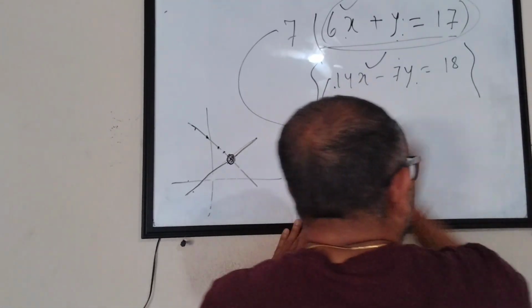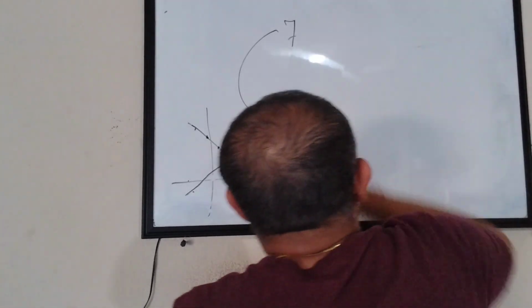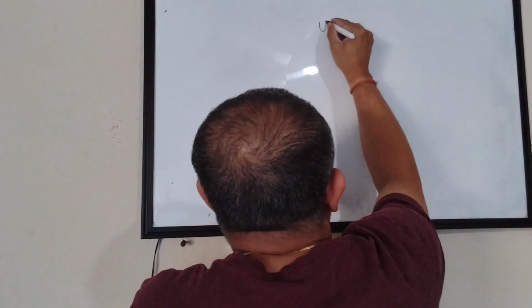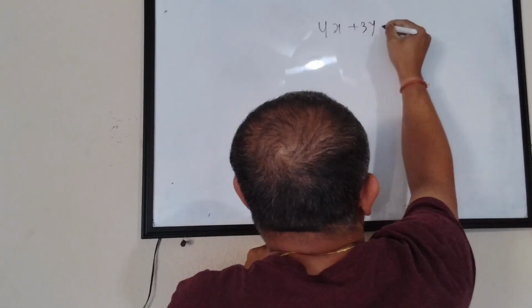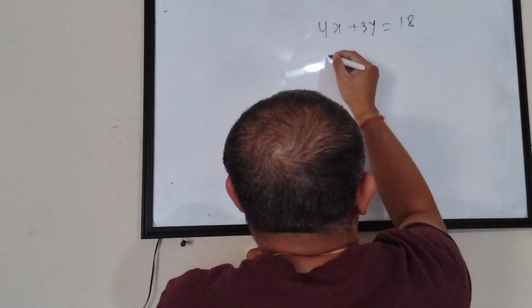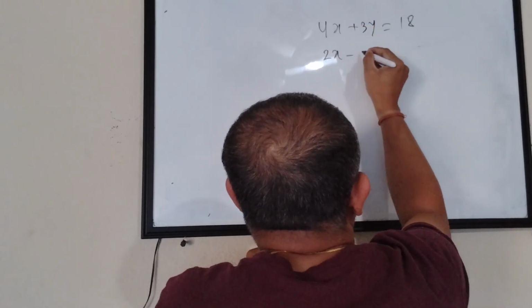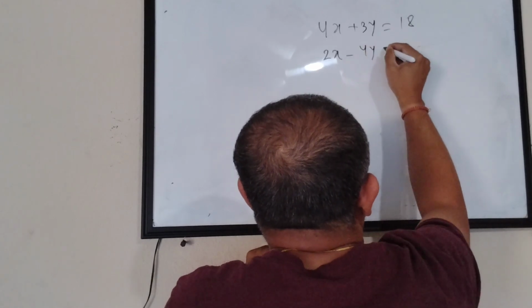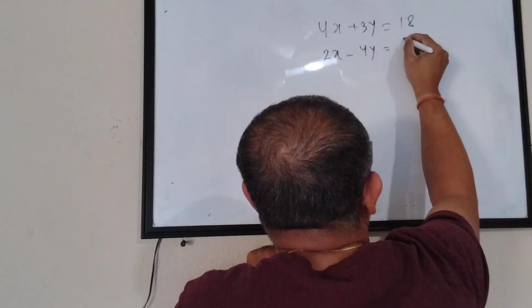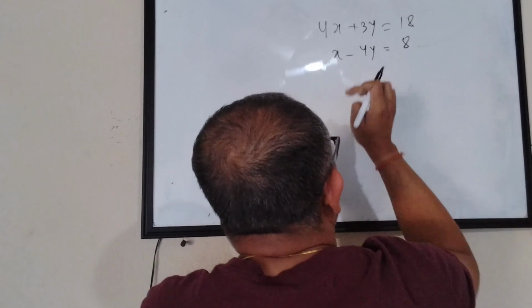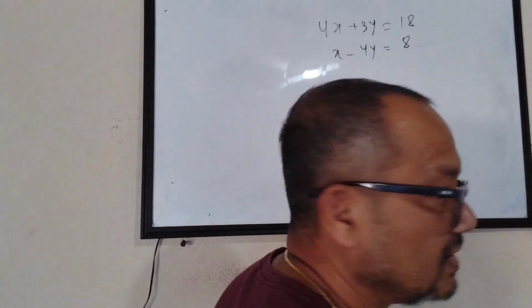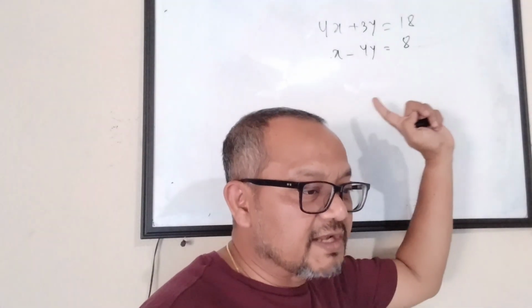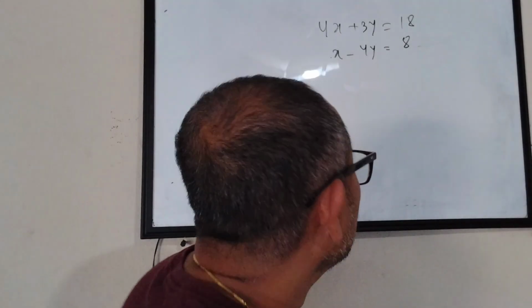Now, let's go to substitution. Same equation. Let's say, or let's say a different equation: 4x plus 3y equal to 18 and 2x minus 4y equal to 8. If I have two equations like this, I want to solve.